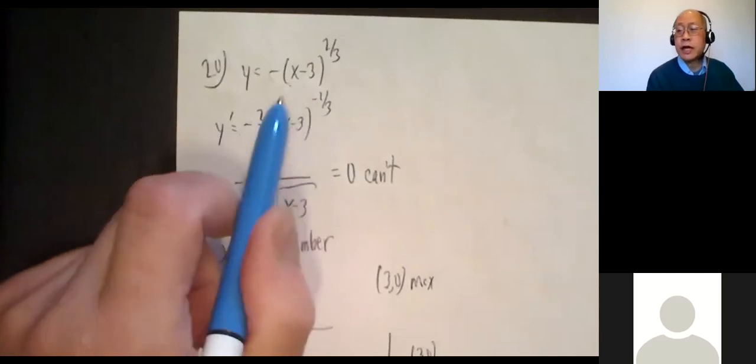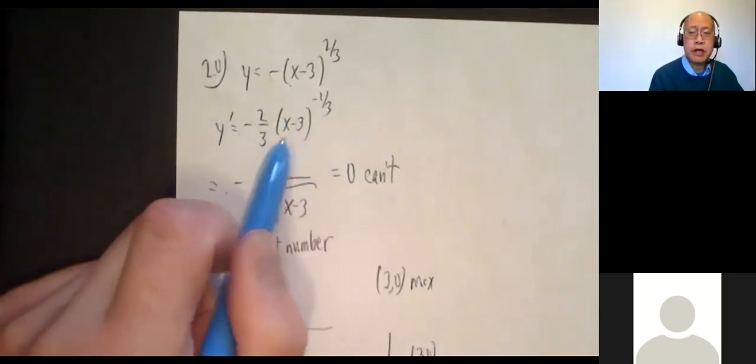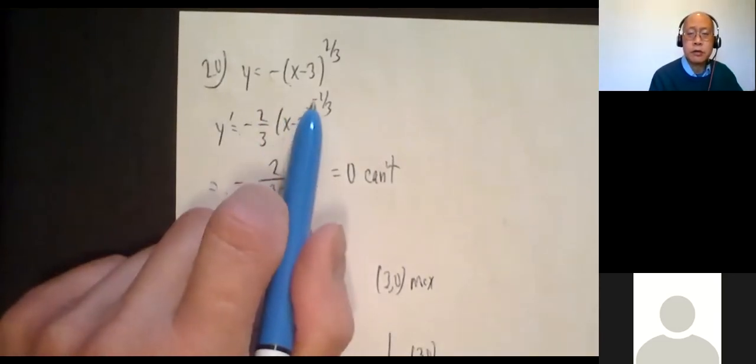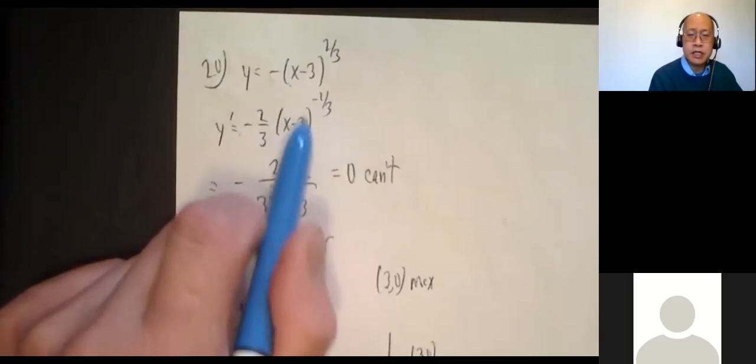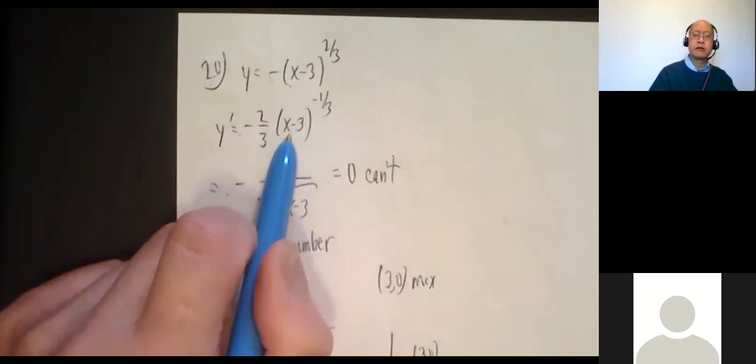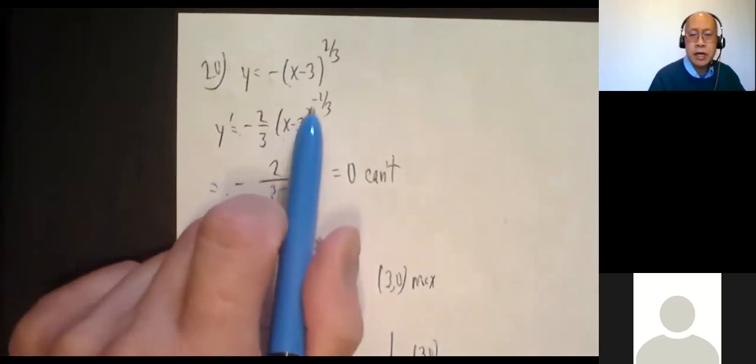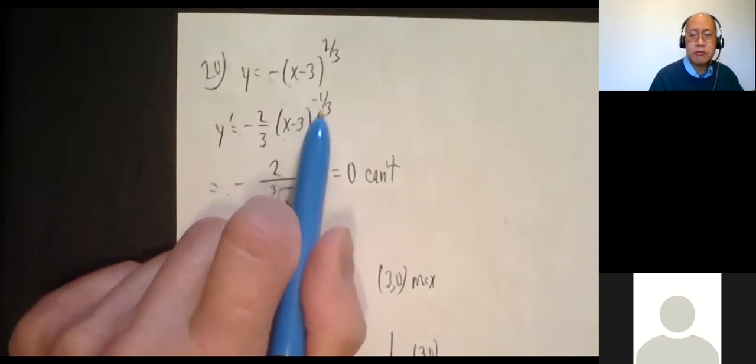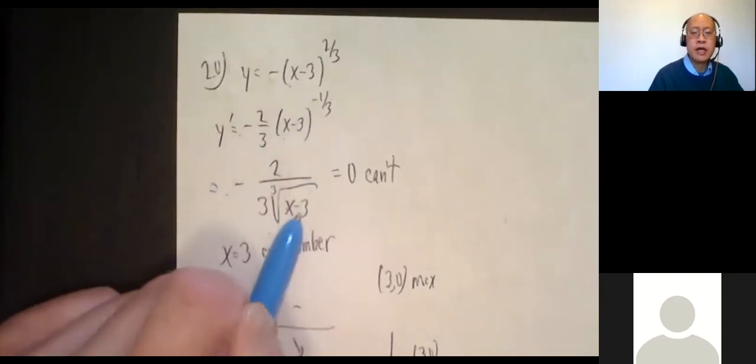Okay, so the derivative is -2/3 (x minus 3) to the -1/3. Then by the chain rule, times the derivative of the inside, but that's just 1, so you don't have to write it. And just like the previous problem, -1/3 exponent means cube root in the denominator.